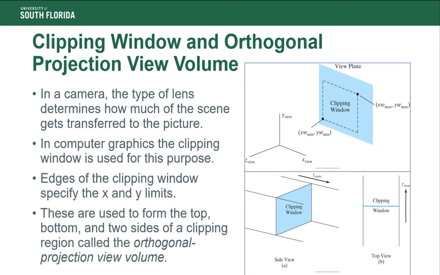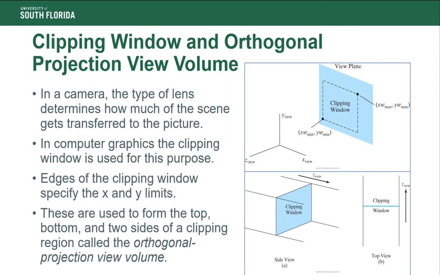In a camera, the type of lens determines how much of the scene gets transferred to the picture. In computer graphics, the clipping window is used for this purpose. As with 2D viewing, OpenGL only allows clipping normal to the Z axis. We can set the lower left and upper right coordinates of this clipping window. In the z direction, we can see where our plane is and also what the near and far clipping planes are.